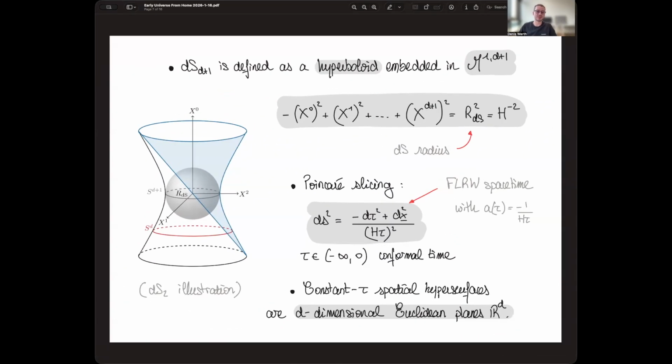So the de Sitter spacetime is defined as a hyperboloid embedded in a higher-dimensional Minkowski spacetime. In what follows, we choose to work in the so-called Poincaré slicing in blue, covering the expanding patch, adapted to early universe cosmology. So the metric takes the form of an FLRW spacetime, with tau being conformal time and running from minus infinity in the far past to 0. Let me also recall that constant conformal time spatial hypersurfaces are simply d-dimensional Euclidean planes, R^d.